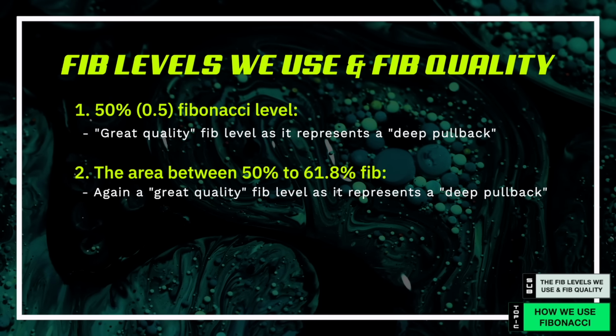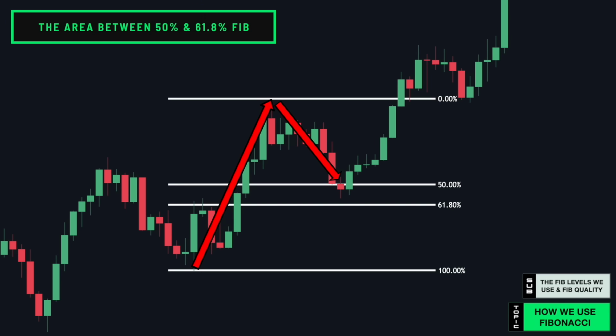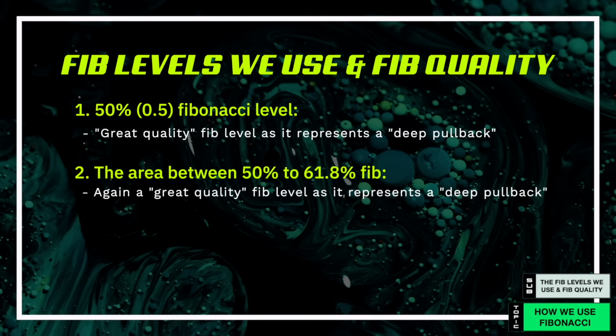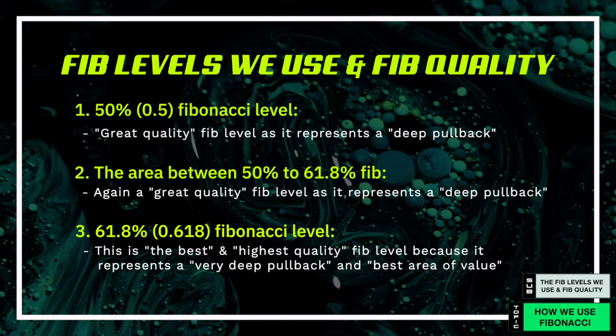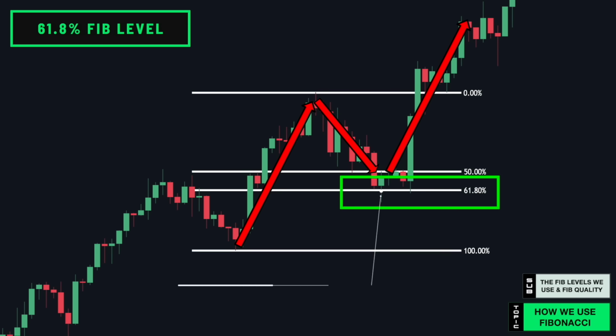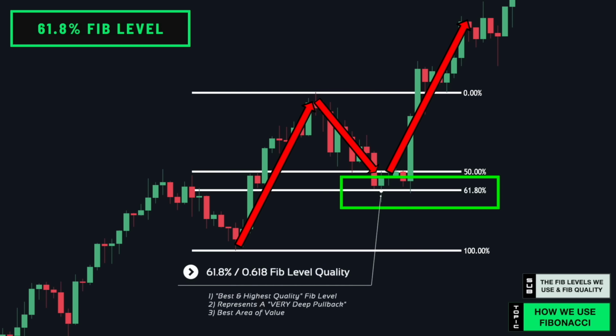Second, the area between 50% fib and 61.8% fib. This is again a great quality fib area, as it represents a deep pullback during a moving trend. And third, the 61.8% or 0.618 fib level. This is the best and highest quality fib level because it represents a very deep pullback and best area of value during a moving trend.